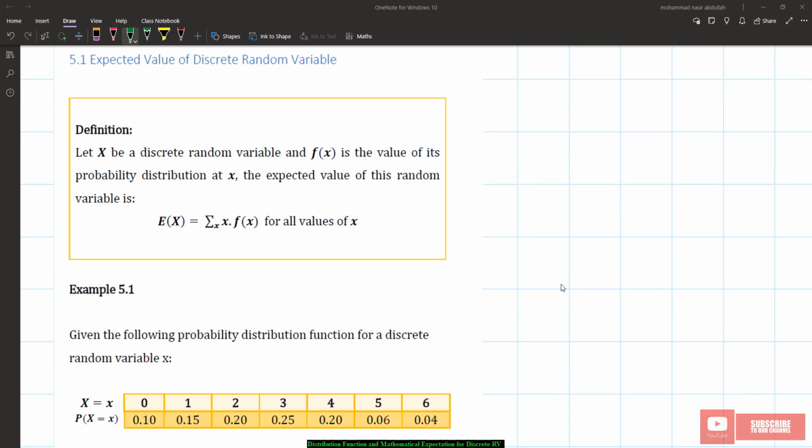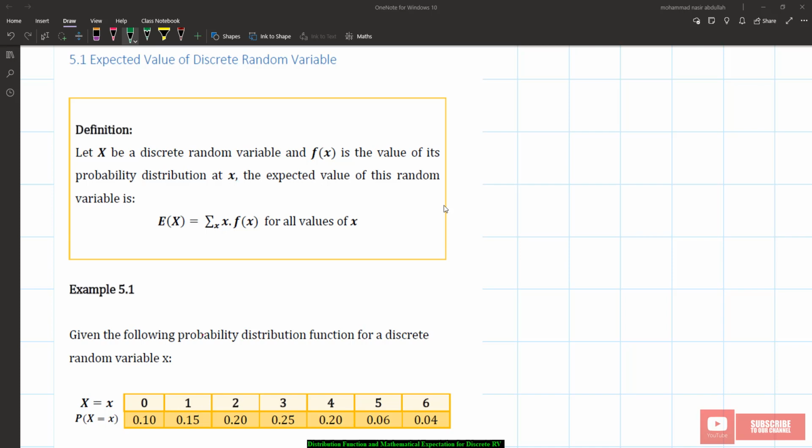Alright, for the next topic, which is expected value for discrete random variable. This is the second last topic for chapter number 3, right? But if you refer to your book, this is going to be in chapter number 5.1. In your syllabus it is under chapter number 3. Right, the expected value of a discrete random variable.